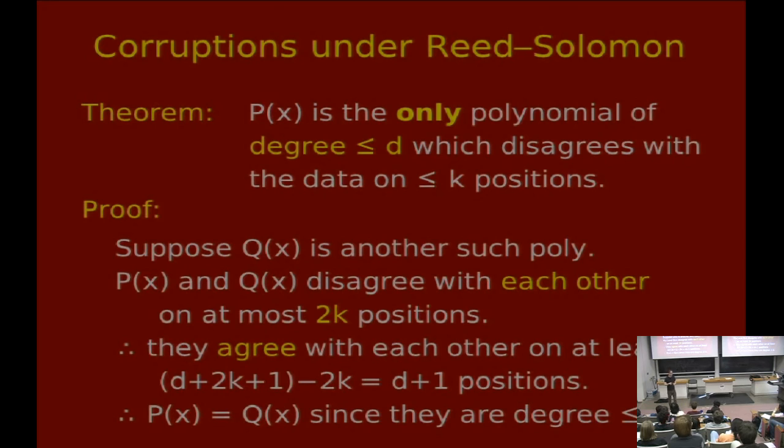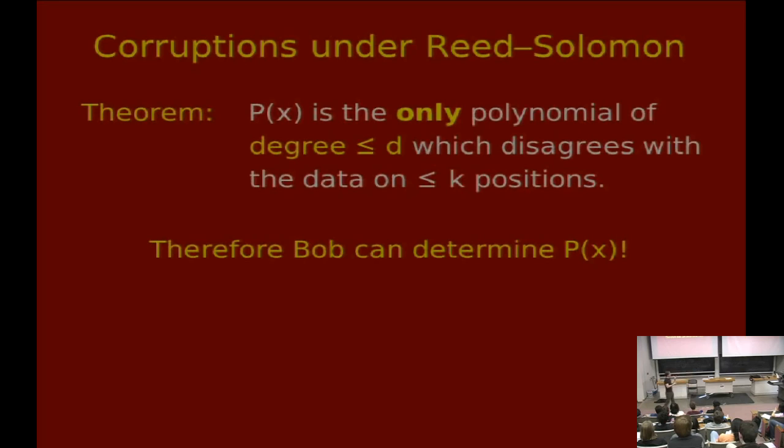So now we're kind of home free, except for one question that was alluded to earlier. So Bob, he gets this data. He knows there's a unique degree d polynomial which disagrees with the data on at most k positions. It's unique, so he can, in principle, recover p. So can somebody say one way he could do this?